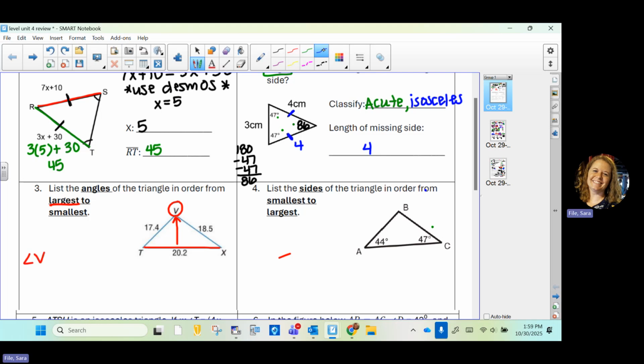And then we'll do the middle. So which of these side lengths is in the middle? Yeah, BX, and that's across from T. So angle T will be the middle angle. And then the smallest side, or the smallest angle, will be across from the shortest side. The shortest side is VT here, and it's across from angle X. So angle X is the smallest angle.